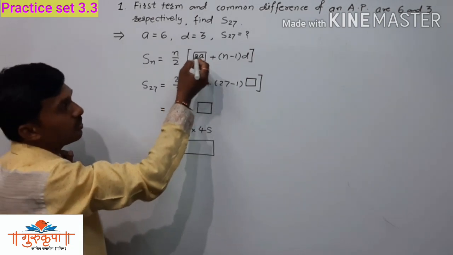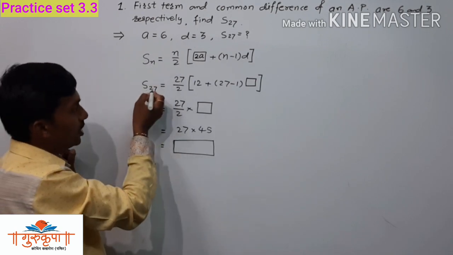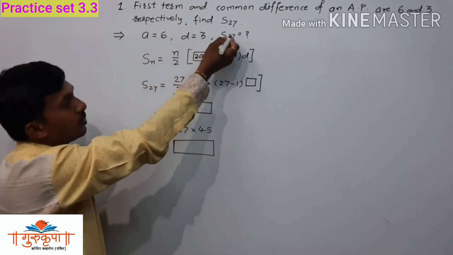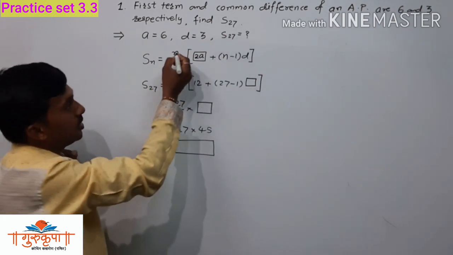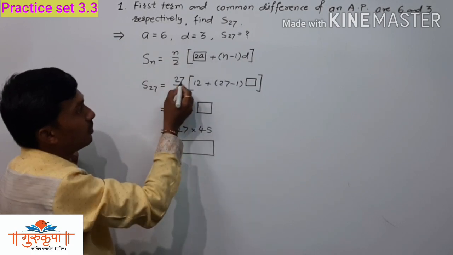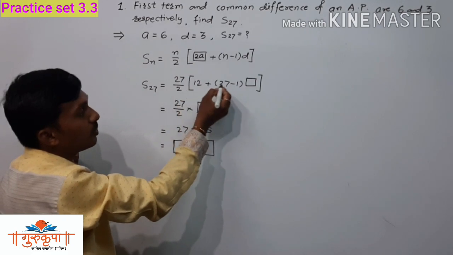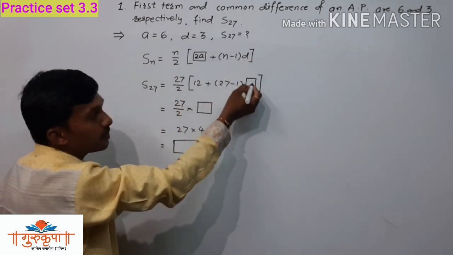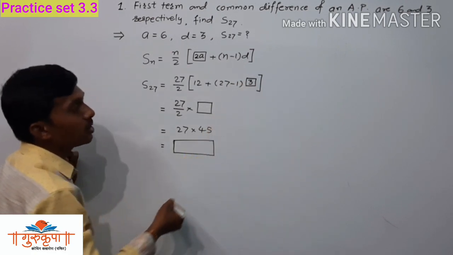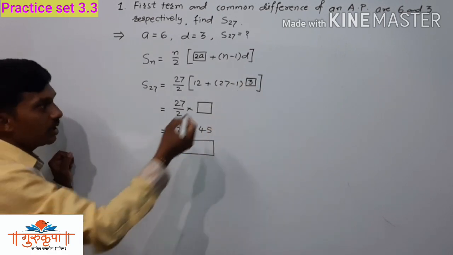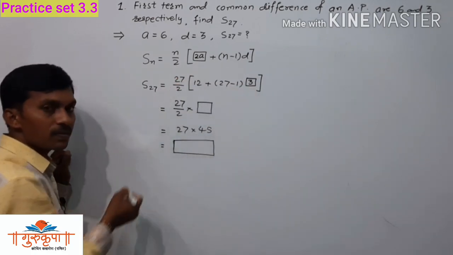So here in the box we have to write 2a. Now here S27, that is the value of n. Since we have to find S27, we have to put 27 in place of n. So 27 divided by 2, into 2 into a, that is 2 into 6 is 12, plus 27 minus 1 into d. The value of d is 3, so here in the box we have to write 3. Now this 27 upon 2 remains as it is.